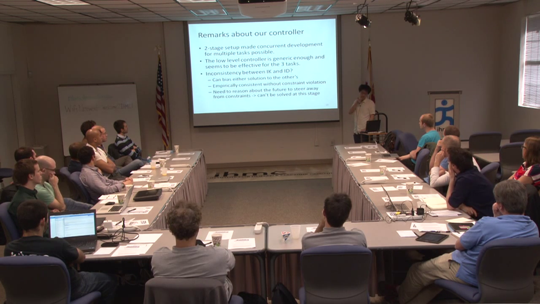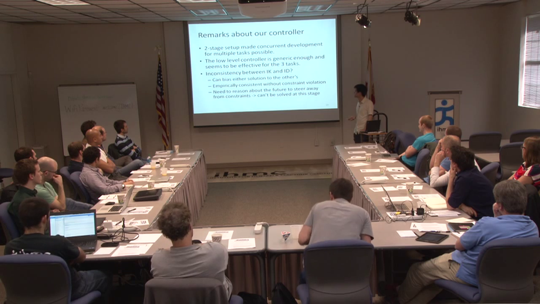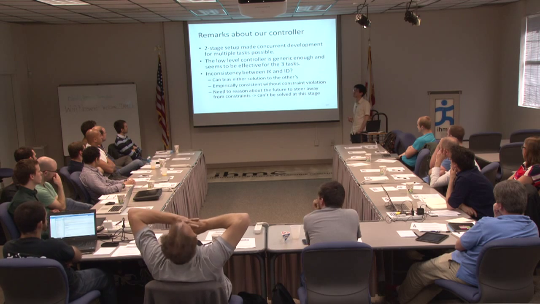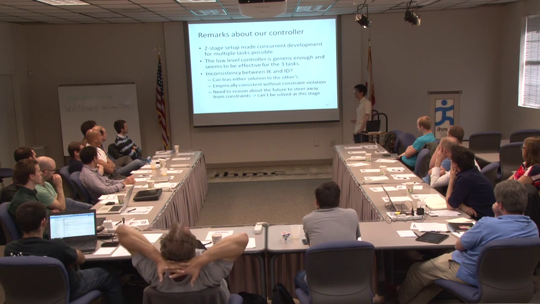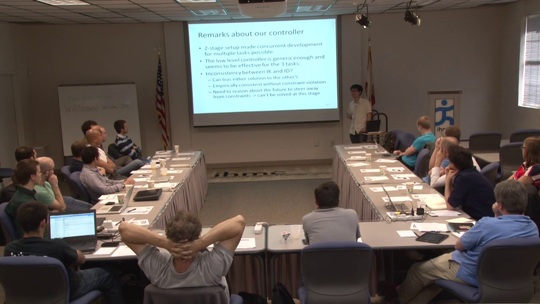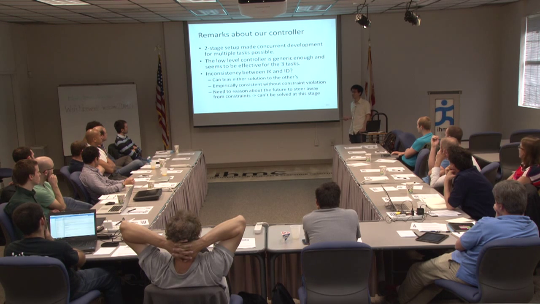So this question of inconsistency between inverse kinematics and inverse dynamics, as I said before, I can bias either solution towards the other if that makes people feel happier. But we think the real problem is, if you are really up against some constrained surface, IK and ID are only greedily optimizing for the current time step, and in a lot of cases you need to look into the future and see what's really the right way of moving away from these constraints. So we think maybe this is really a problem for a high-level controller.